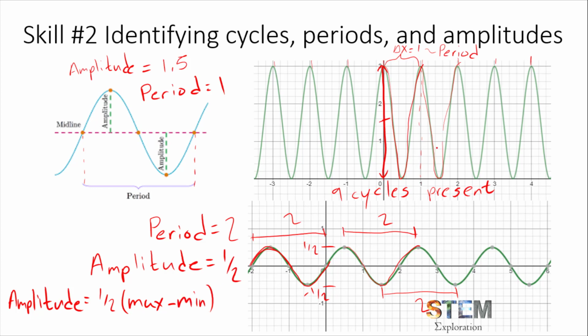minus the minimum value, right? And if you see in this case, 3 minus 0 times 1/2, 1.5 is the amplitude. 1/2 minus 1/2 would equal 1. 1/2 of 1 is 1/2. And that's another way that you can find an amplitude for a given periodic function. Okay, so hopefully some relatively basic information that you can use to go and identify some periodic functions and find some information like the period of it and the amplitude of it.